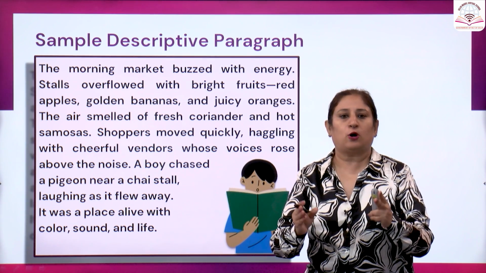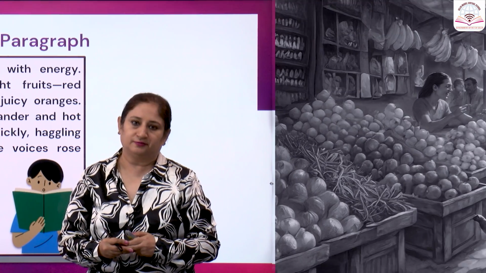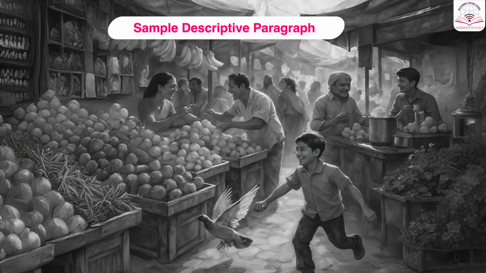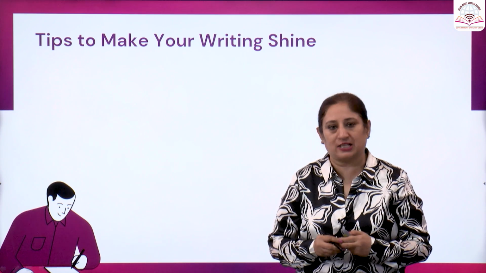Now, can you all please close your eyes and visualize this paragraph? Now, you can see an image on your screen. Tell me honestly, were you able to visualize the same image in your mind while reading the paragraph? Like juicy oranges, colorful fruits, a happy boy chasing a pigeon and some vendors having a healthy conversation with the customers. I hope you have understood the concept through these 2 samples.